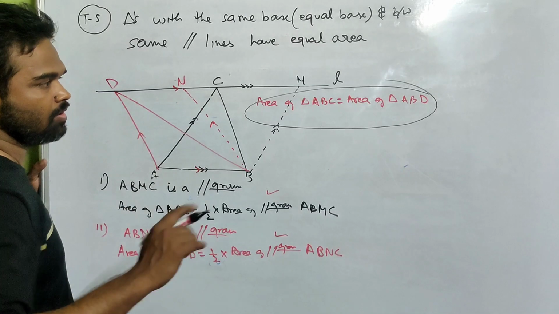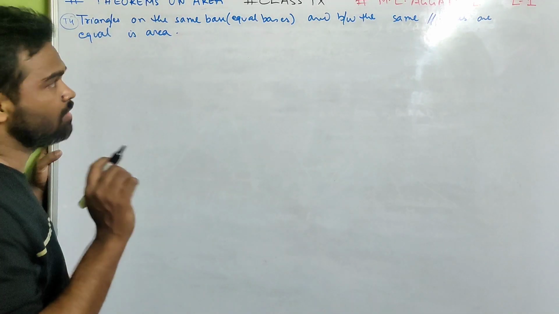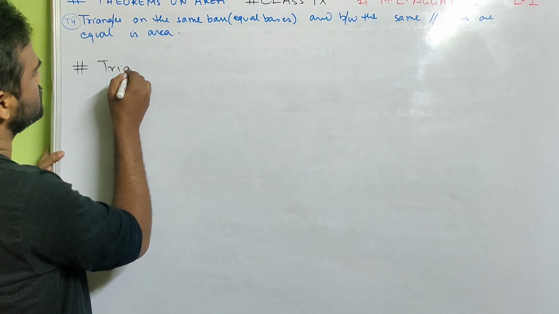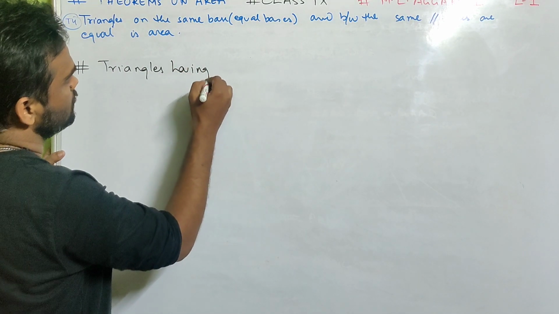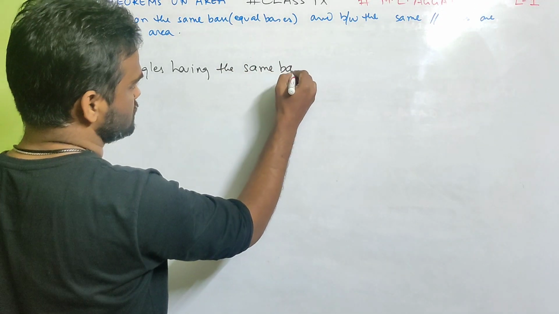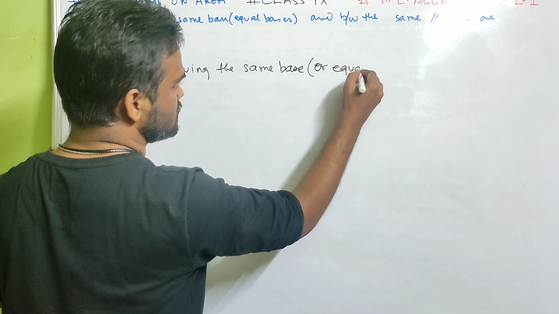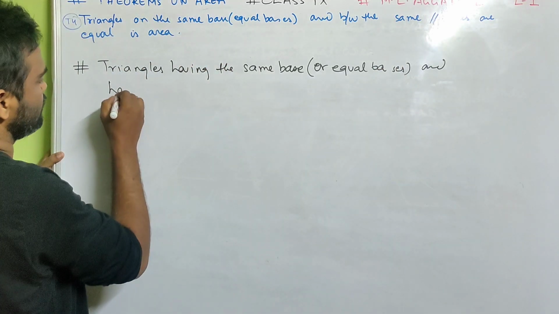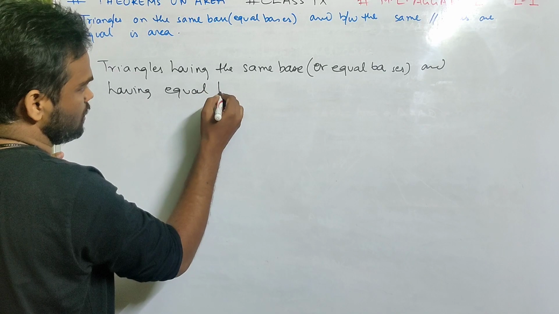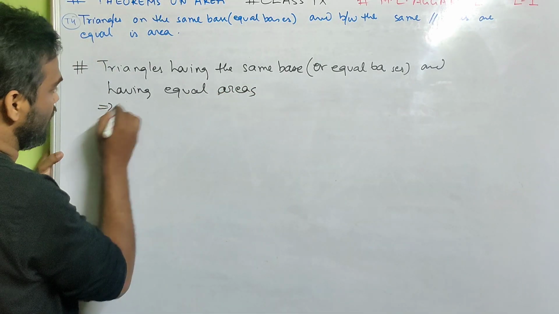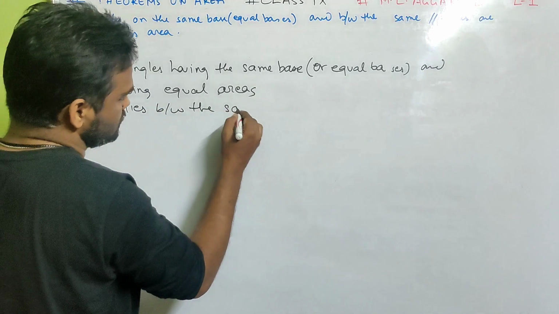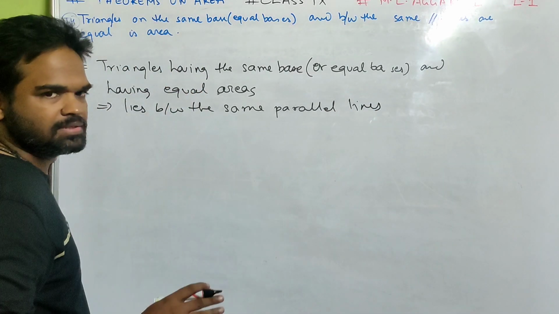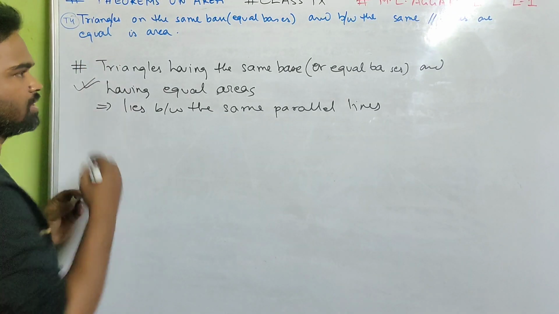Yes or no? Now let us look at the converse of this. The converse of this theorem is also true. In fact, we have: triangles having the same base or equal bases and having equal areas lie between the same parallel lines. Same parallels, or same parallel lines. Now, how do we prove this?